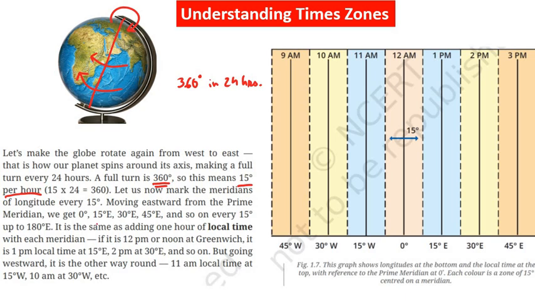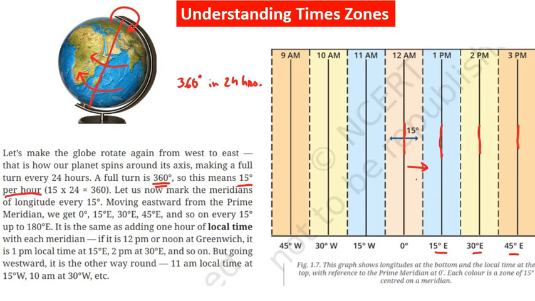Now let us mark the meridians of longitude every 15 degrees. Say, for example, if this is 0 degree, then this is 15 degrees east, 30 degrees east, 45 degrees east, and so on and so forth. Now moving eastward from the prime meridian, that is moving in this direction, what happens? We get 0 degree, 15 degrees east, 30 degrees east, 45 degrees east, and so on every 15 degrees up to 180 degrees.